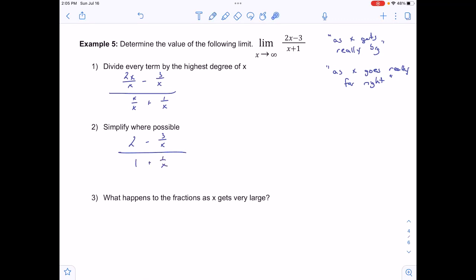Now what's going to happen to the fractions as x gets really, really large? Well, the denominator is going to get huge, right? And 3 is not going to be able to do much against that. So the denominator is going to get huge and the fractions are going to become negligible. They are going to get very small, very, very close to 0, which means that we can sort of ignore them.